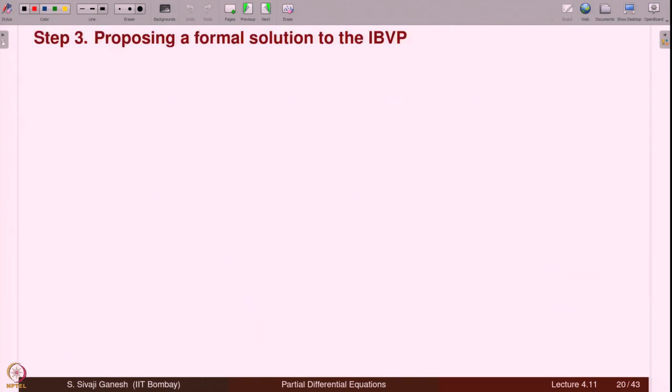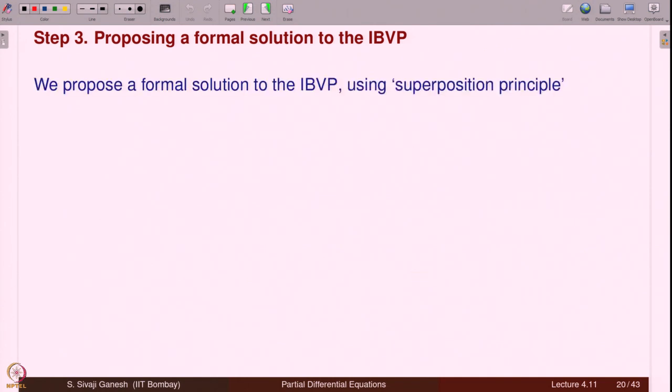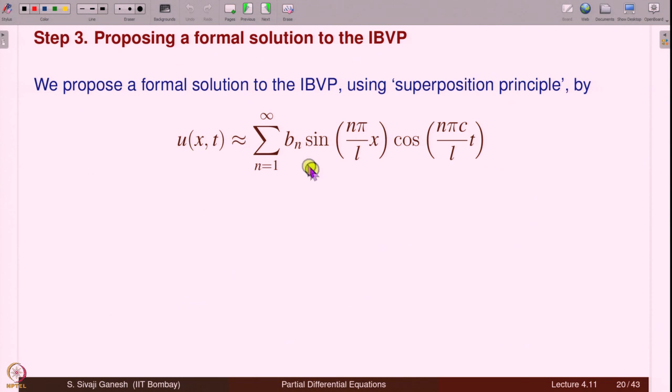So, now we are in a position to propose a formal series solution to the IBVP using superposition principle. So, that is summation n equal to 1 to infinity b n sin n pi by l x cos n pi c by l into t. So, this is precisely x n x into t n t. So, we are considering superposition of x n x t n t with coefficient b n, summation n equal to 1 to infinity. Now, we do not use equality right away here, that is because we do not know whether this series converges or not.